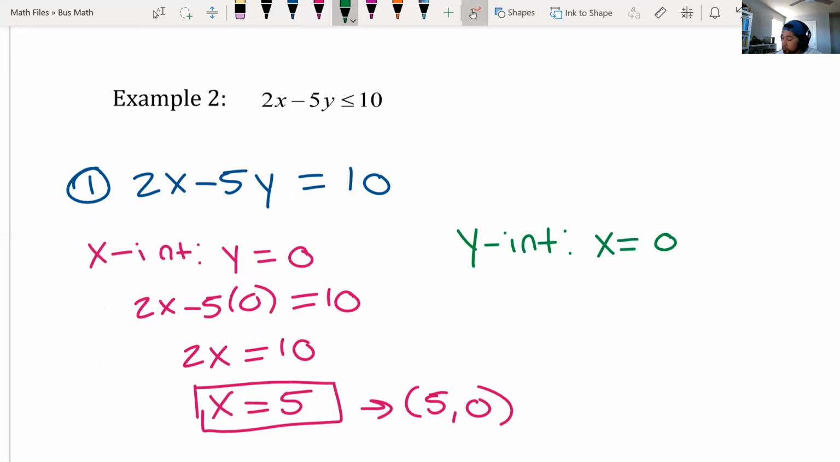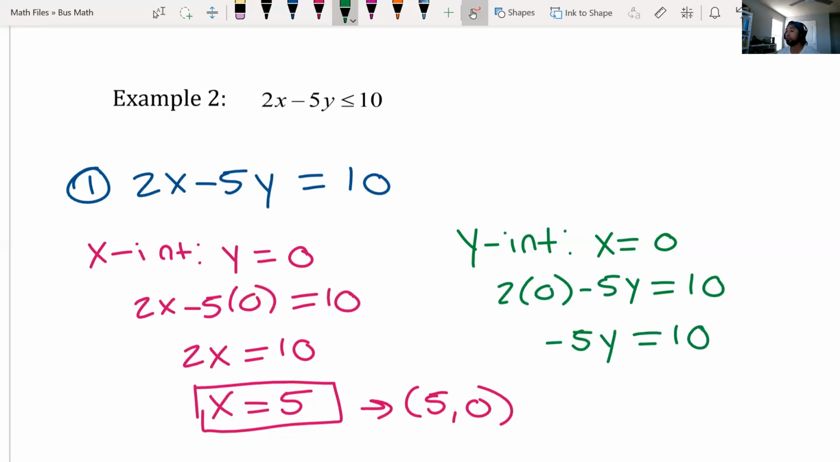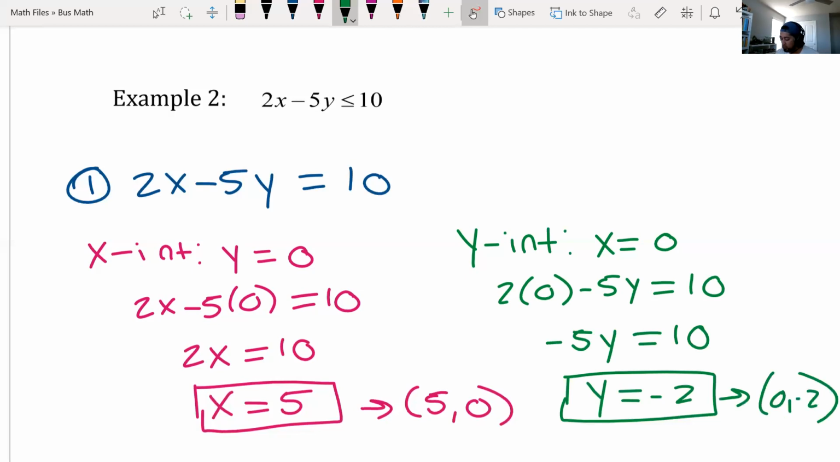You let x equal 0. And using the same equation, you have 2 times 0 minus 5y equal to 10. You get just negative 5y equal to 10. Divide by negative 5, and y will equal negative 2. So we have our x and y intercept.